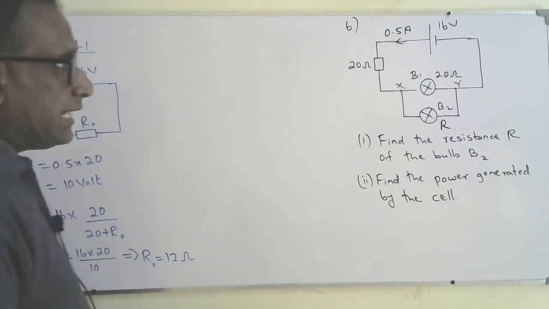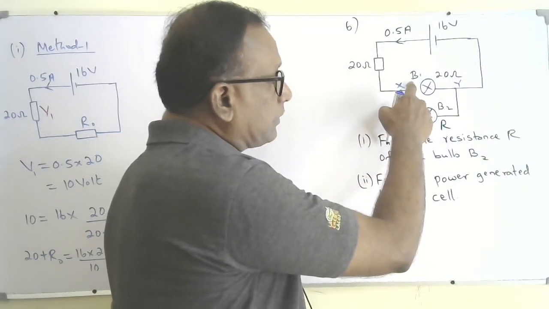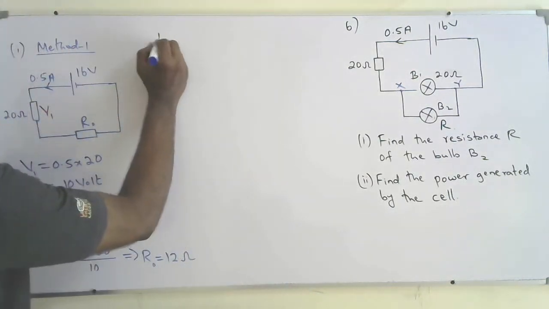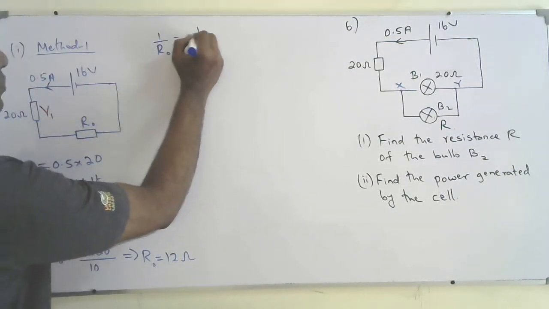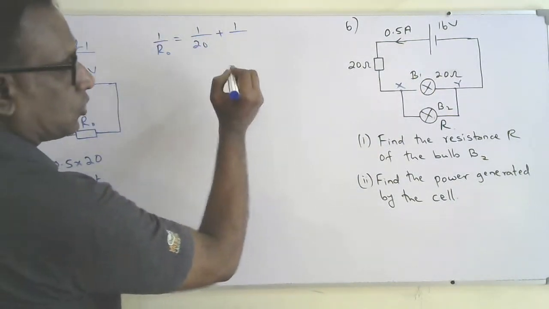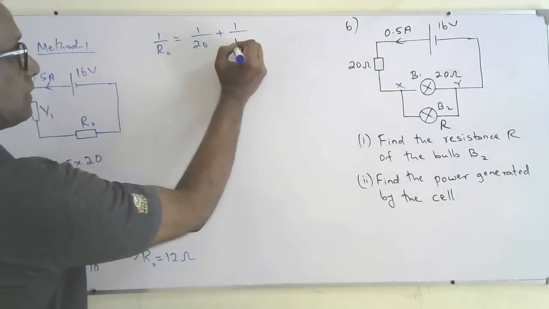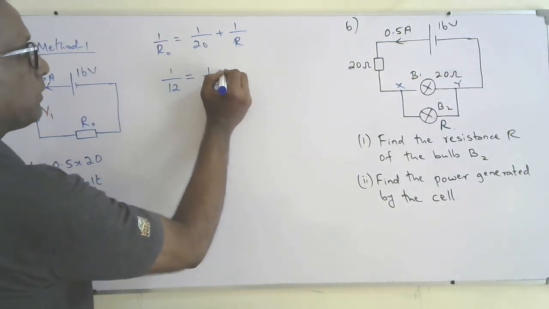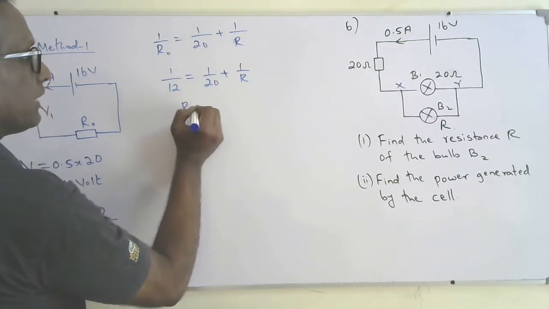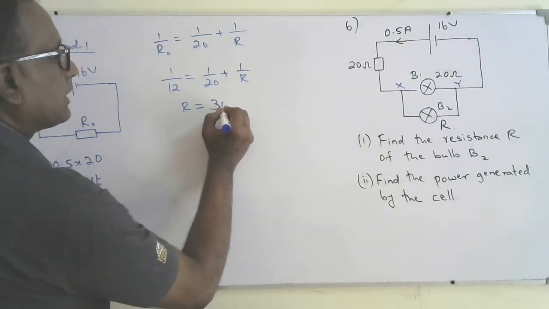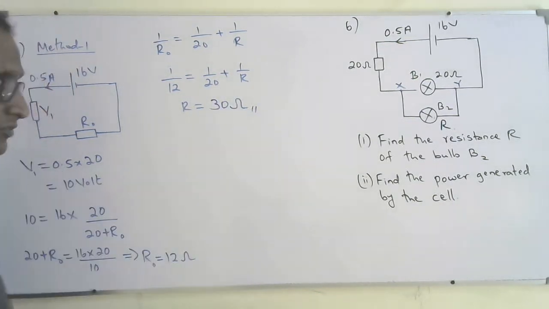So I know R naught is the equivalent of this bulb, 20 ohms, and R. So I know that 1 over R naught is equal to 1 over 20 plus 1 over R. R is the question. So 1 over 12 equals 1 over 20 plus 1 over R. Solve it and find the R. So R will be 30 ohms. That's the answer for the first part.